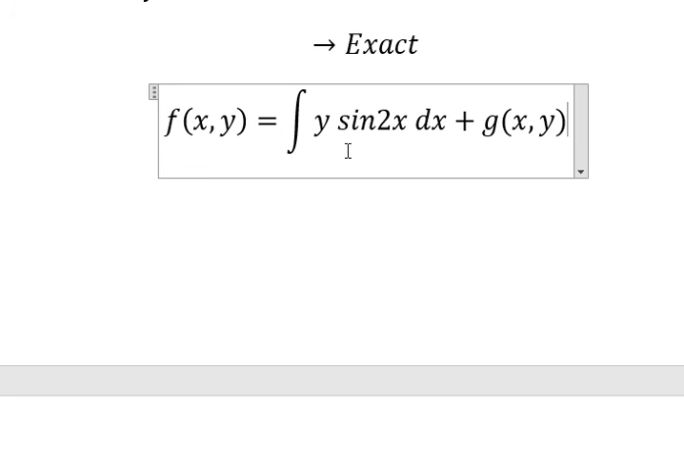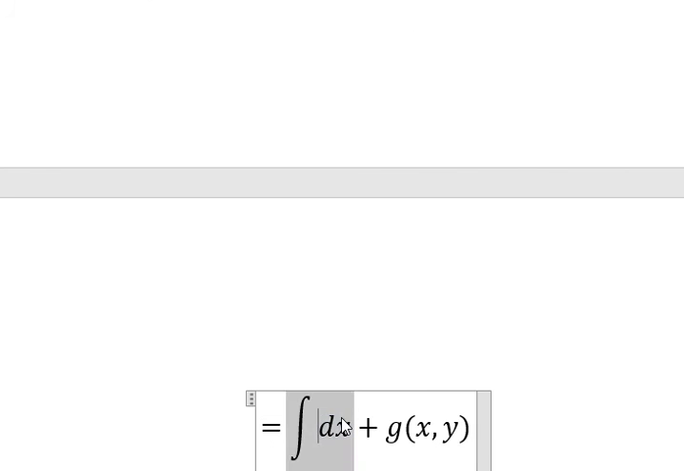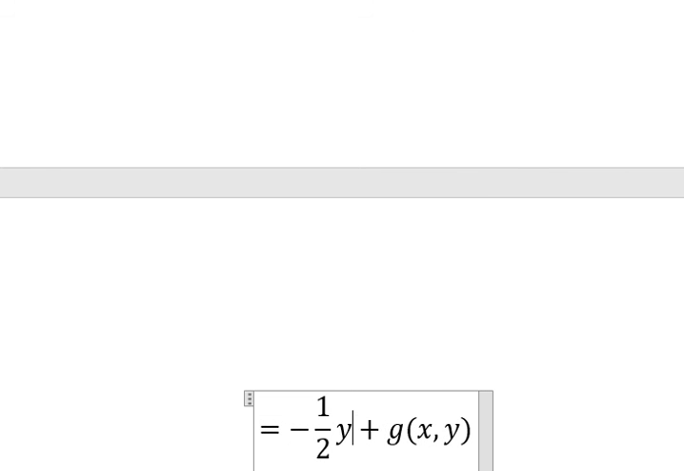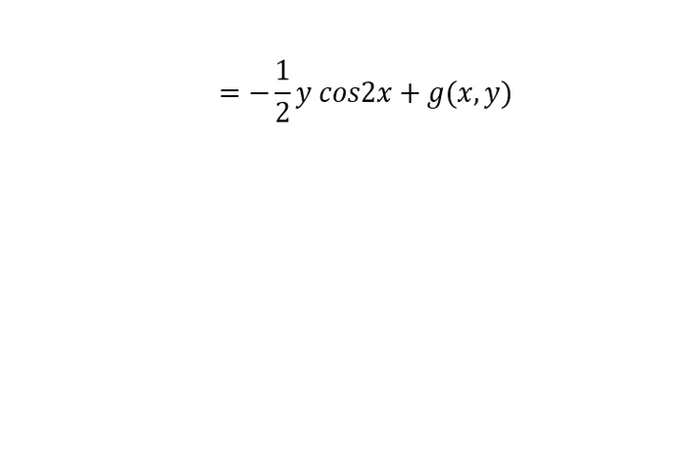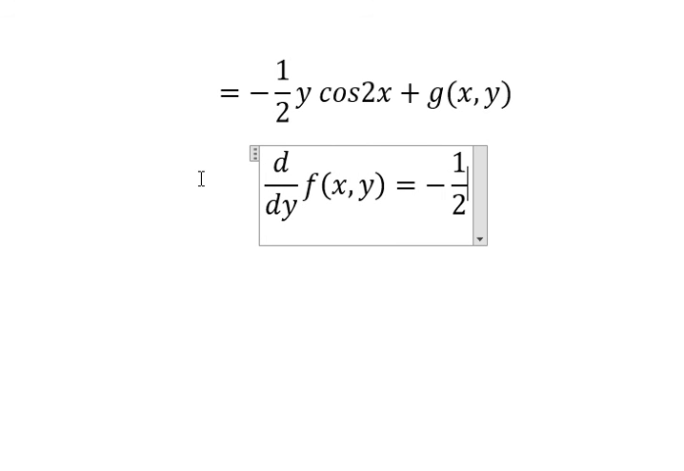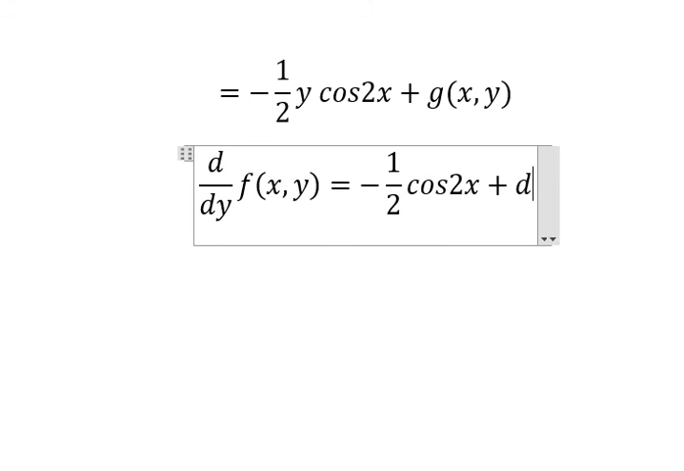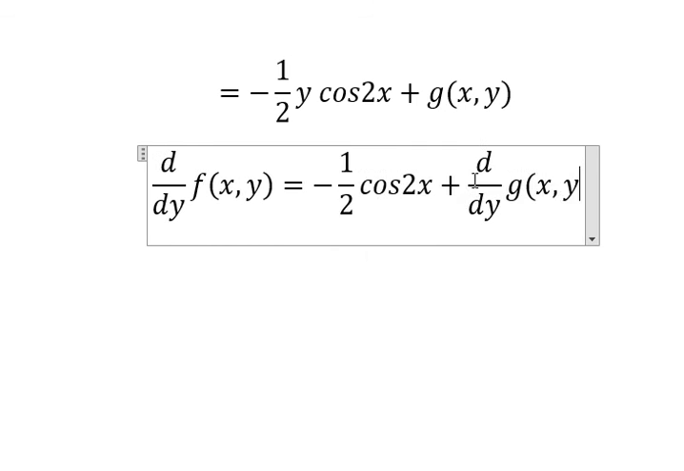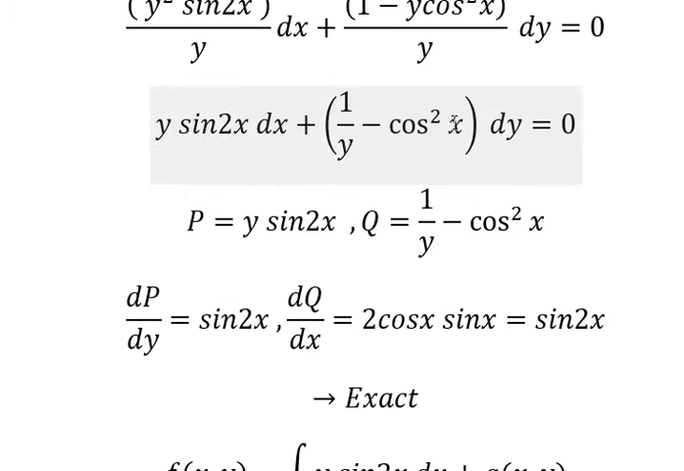So the integration of sine 2x, we have negative 1 over 2 y cosine 2x. Next, we need to do first the derivative of f with respect to y for both sides. This one we have 1. So we have negative 1 over 2 cosine 2x plus d over dy of 3xy. And we know that this one equals to this one.